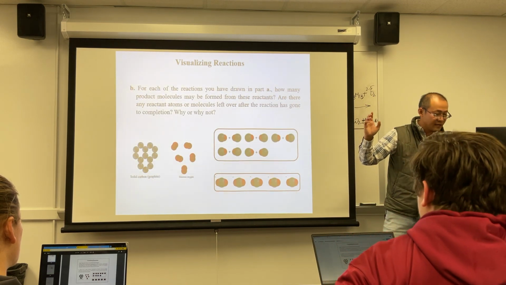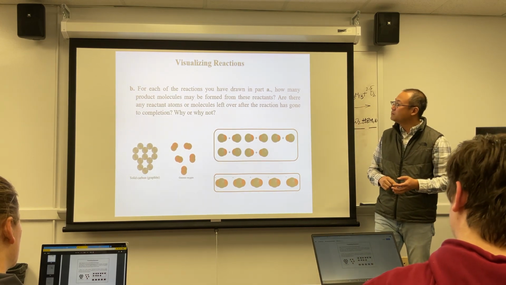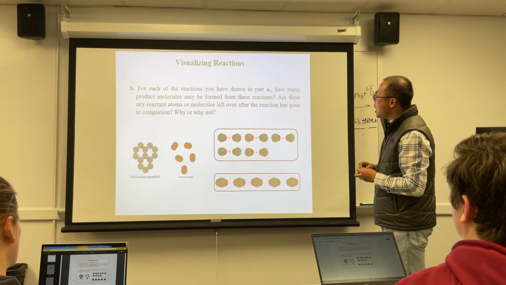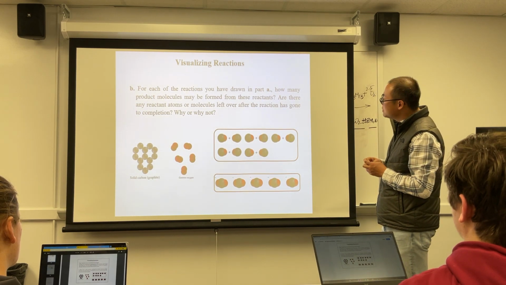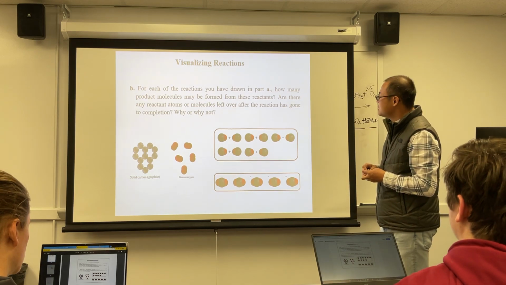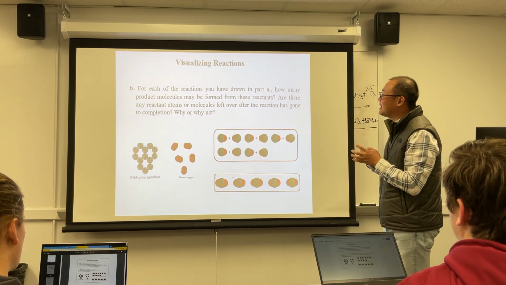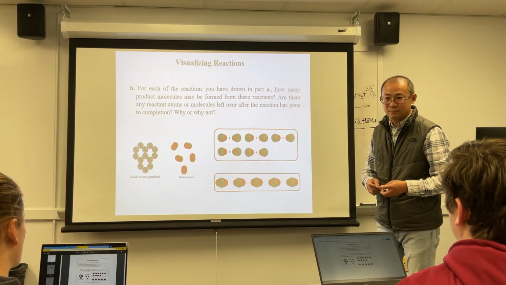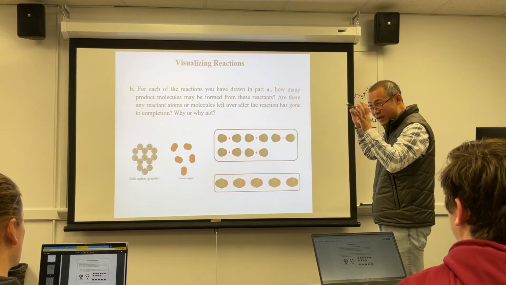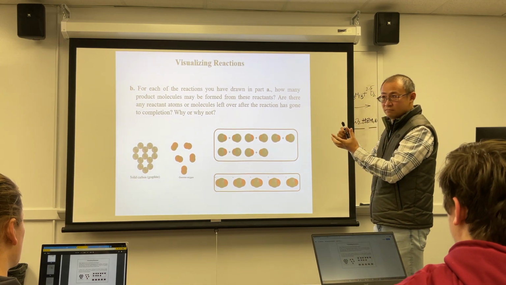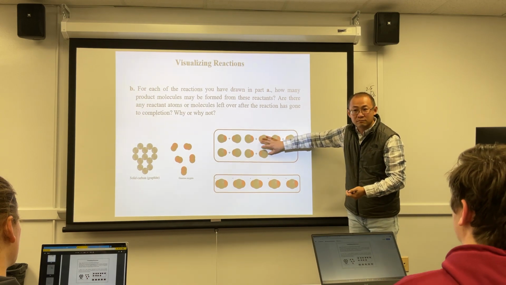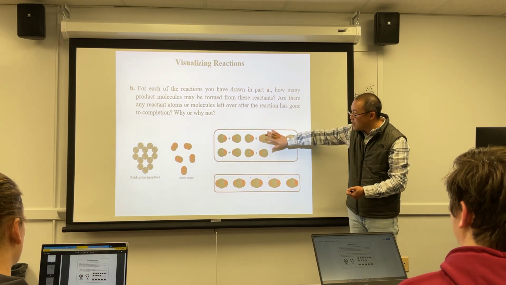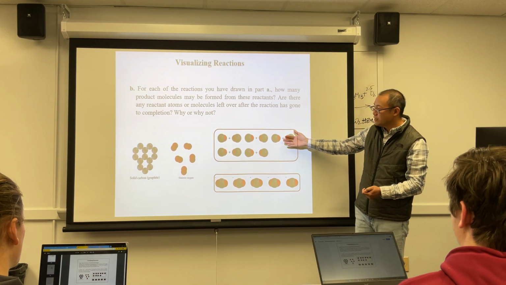But more importantly is question number 2. For each of the reactions you draw, how many product molecules might be formed from these reactants? Are there any atoms left after the reaction has gone to completion? Okay, that's more important to think about. Let's say I'm making carbon monoxide. Okay, this is the reaction, only give these guys. Only give carbon monoxide. Take a look at the carbon monoxide.